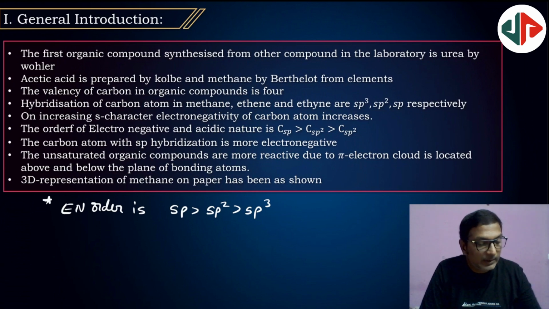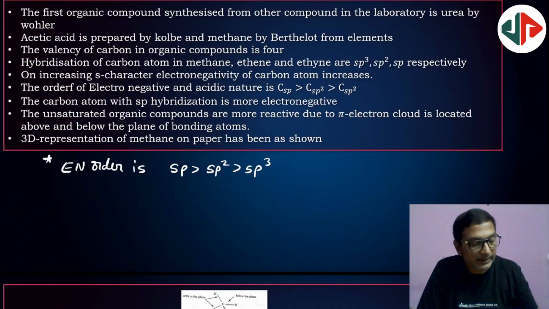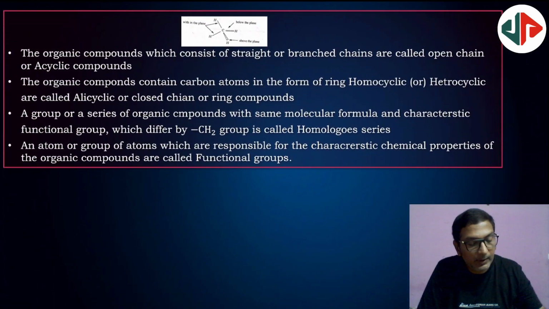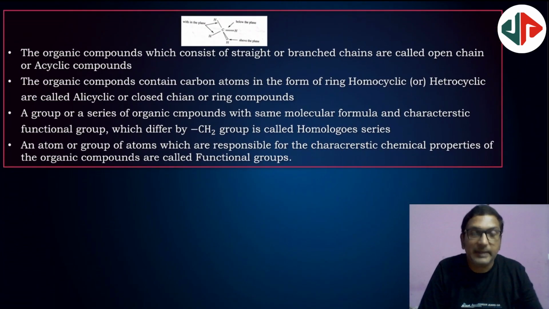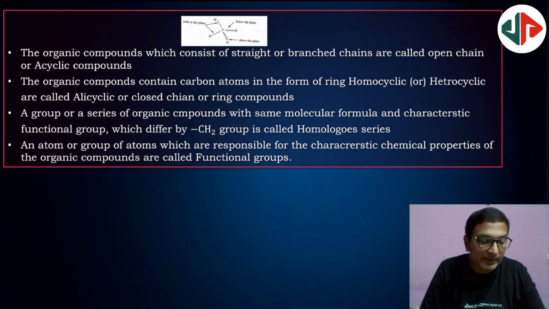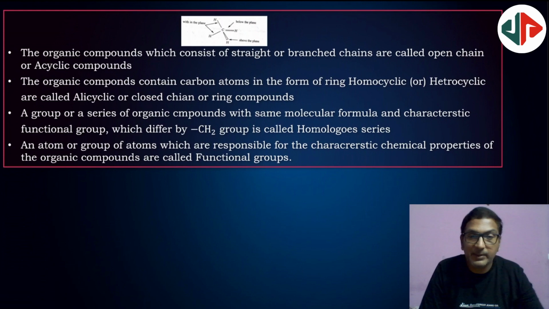Next, the three-dimensional representation of methane on paper is shown below, which is given like this. See here, methane is tetravalent, so around carbon 4 bonds will be there. Out of 4 bonds, 2 bonds will be in one plane, the third bond above the plane, the fourth one below the plane.